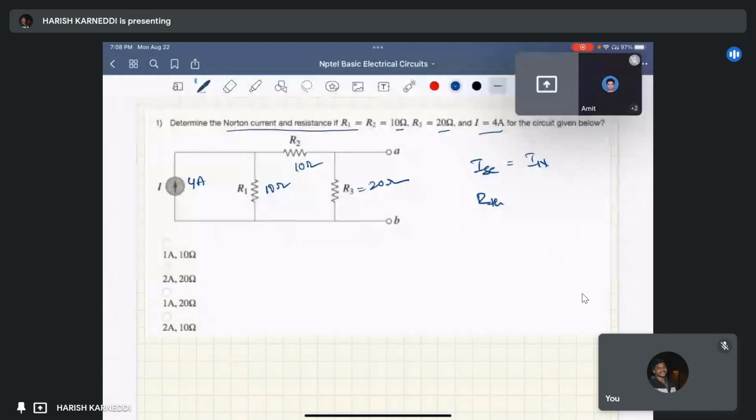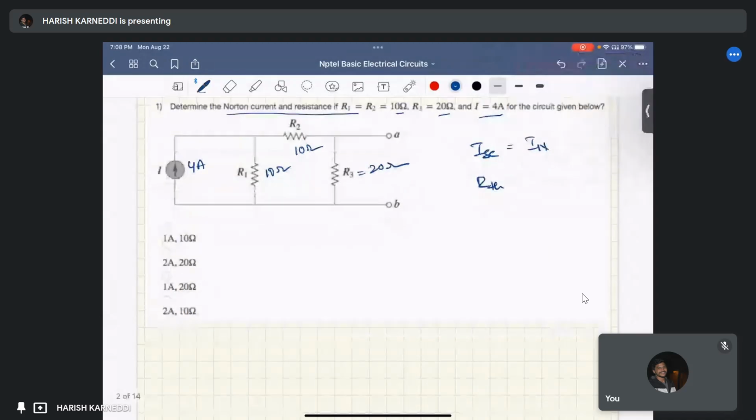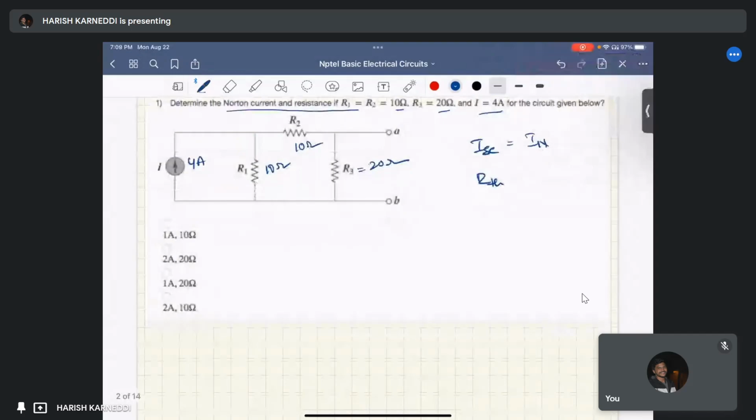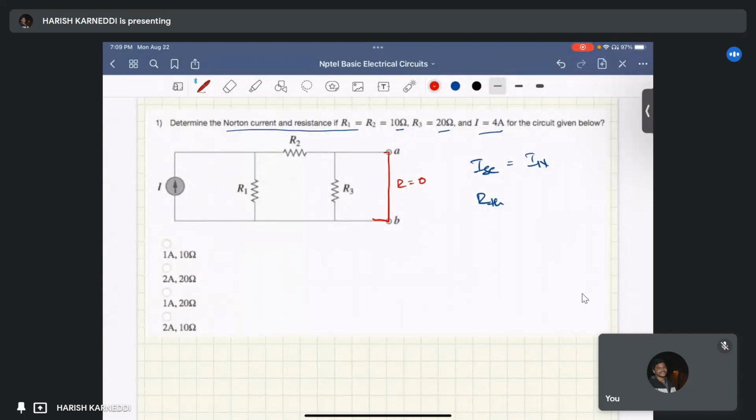When you are going to apply the Norton theorem, first you have to short circuit the load terminals, right? For that, I'm erasing these values and short circuiting the terminals AB. If I short circuit this, the equivalent resistance will be zero, right? The 0 ohm is parallel with R3. So what is the equivalent resistance of these two? R3 is parallel to that short circuit.